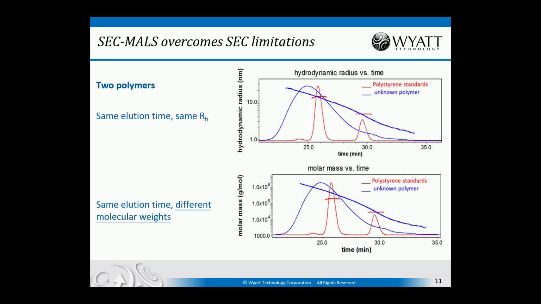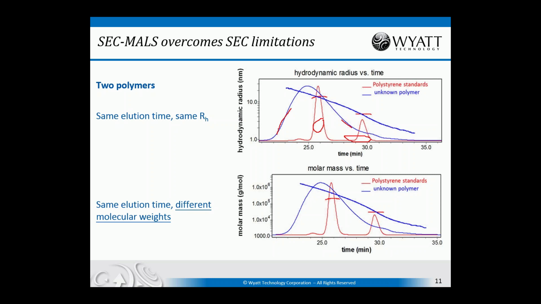Well, let's look at this example. We're looking at the separation on GPC of two polystyrene standards. This peak and this peak correspond to known polystyrene standards, and an unknown polymer, which is this blue curve.